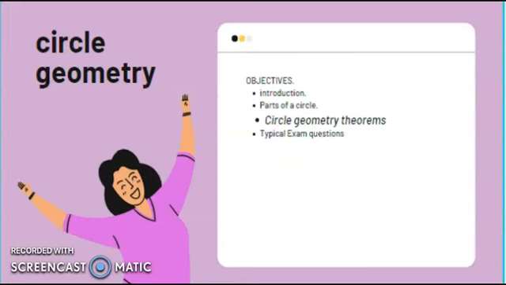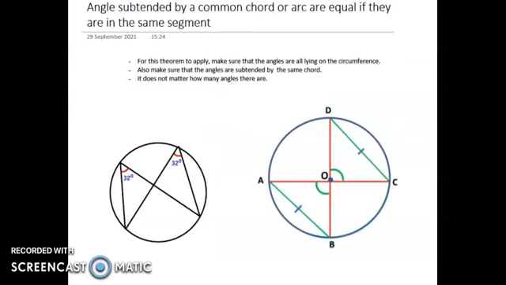Today we'll be moving on to our third objective, the circle geometry theorems. The first theorem that we'll look at is saying the angle or angles subtended by the common chord or arc are equal if they are in the same segment.